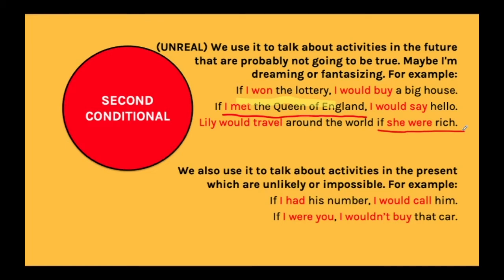For example, if I had his number, I would call him. But I don't have his number, so I will not call him. But if I had it, I would call him. If I were you, I wouldn't buy that car.